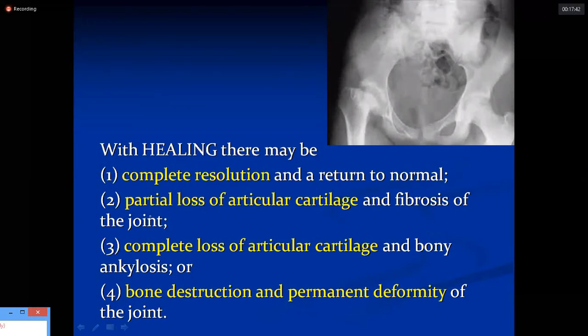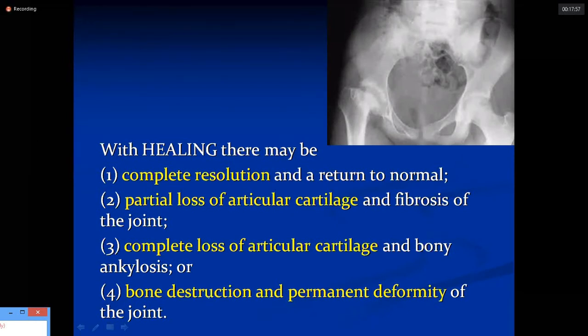There can be partial loss of the articular cartilage and fibrosis of the joint. There can be complete loss of the articular cartilage, with bony ankylosis. And the fourth one is bone destruction and permanent deformity of the joint.